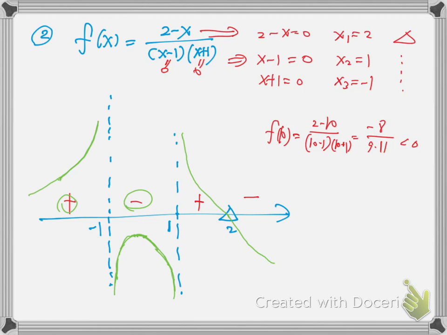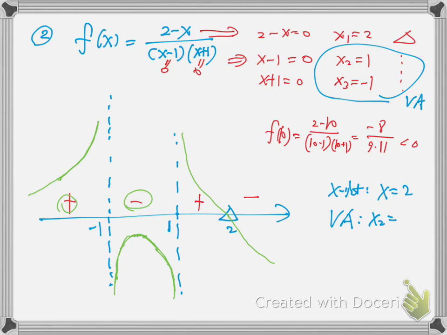Now what are the x-intercept and the vertical asymptotes? The vertical asymptotes are these dotted lines, right? So 1 and negative 1 are the vertical asymptotes. The x-intercept is the triangle, so the x-intercept is x equals 2. Vertical asymptotes, we have 2: x2 is 1 and x3 is negative 1.